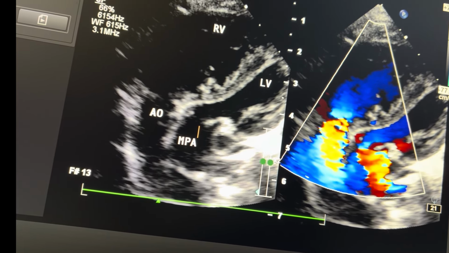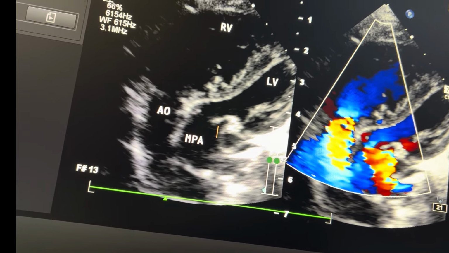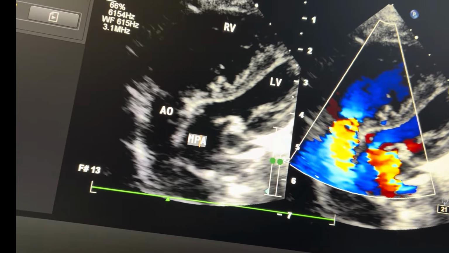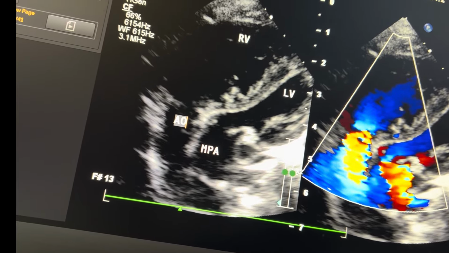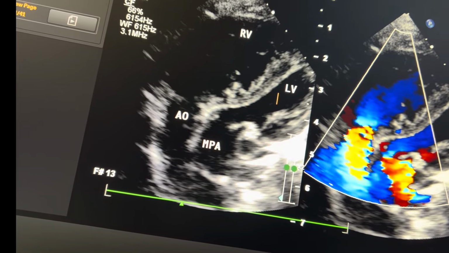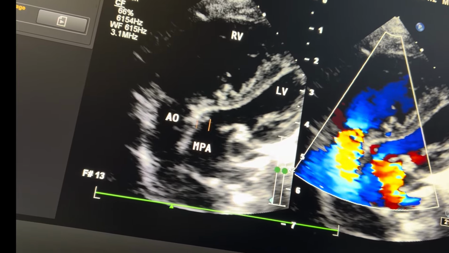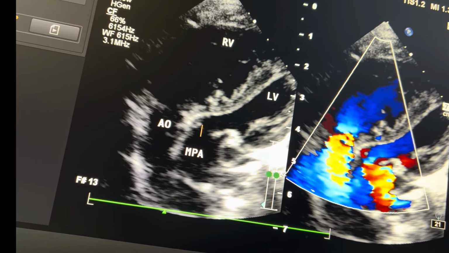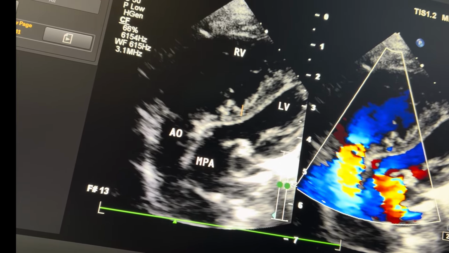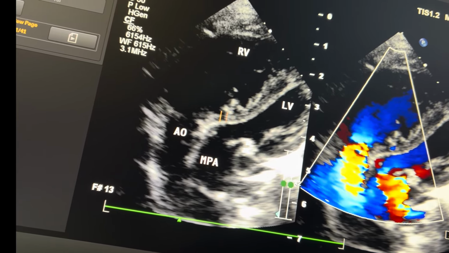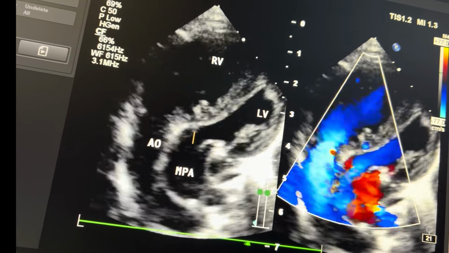So ultimately you can easily appreciate ventriculoarterial discordance. The left ventricle is connected to the main pulmonary artery, the right ventricle is connected to the aorta. Right ventricle to aorta, LV to pulmonary artery. You can see the initial parts of the aorta and pulmonary artery are parallel. There is no VSD here. You can easily appreciate that the interventricular septum is intact. So this is the moving image.